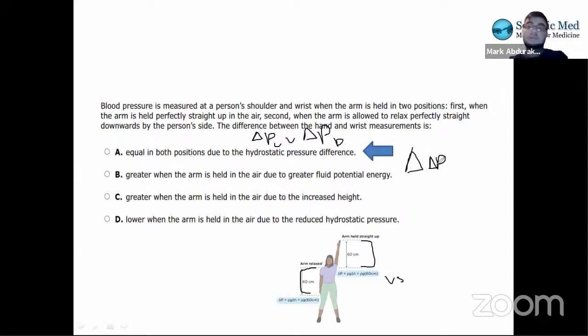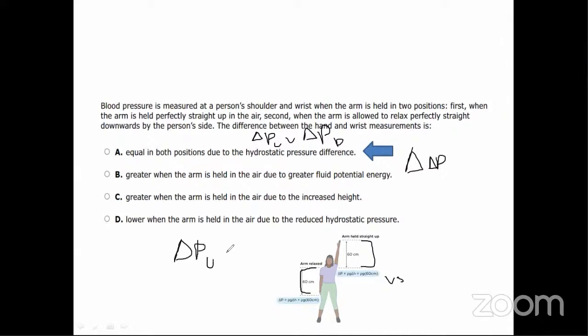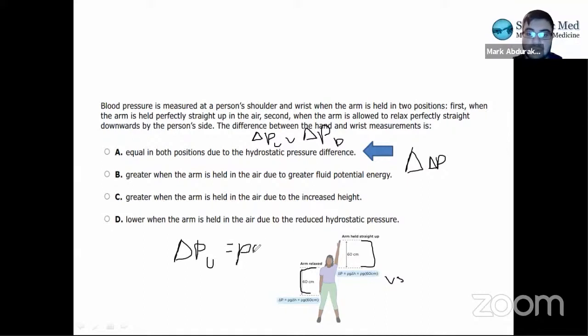Right? And the delta P is what they're asking for in this question, right? And the difference between these two differences should be equal in both positions, right? And you can see that here. What is delta P equal to? Delta P up is equal to rho GH, or? Yeah, exactly. Rho GH.